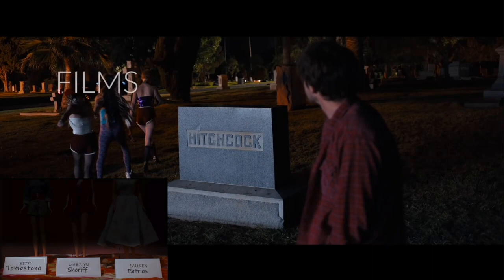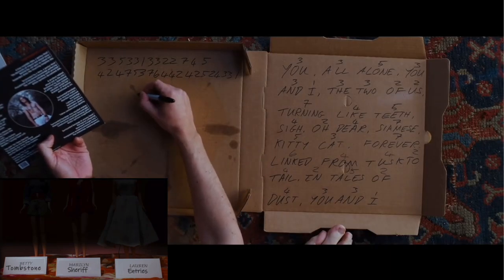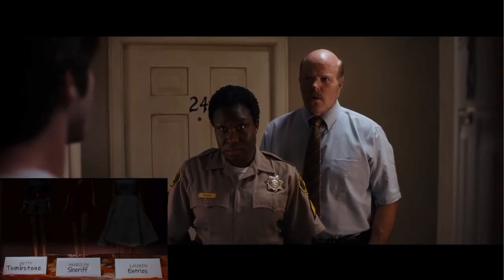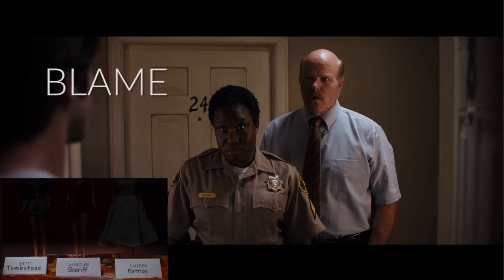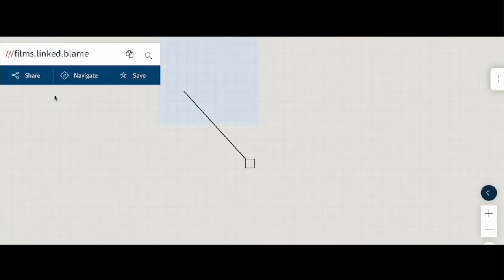We know that Tombstone equals films, entries, which is 76, which is, we're going to use the word linked because 7 was forever, 6 was linked, but we're just going to use linked. And then sheriff, we're basically going to use the word blame because when the sheriff shows up, he thinks he's getting blamed for the murder of the songwriter. Now, when we type these 3 words into What 3 Words, we get the location of the Silver Lake Reservoir.